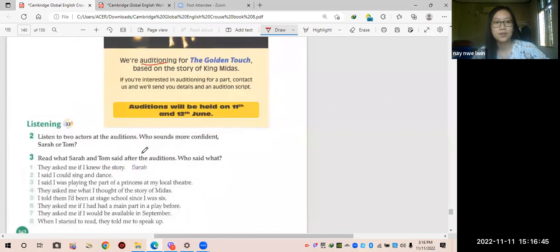So, okay, listening. Listen to two actors at the audition and decide who sounds more confident, Sarah or Tom. So that will be a conversation at the audition, right? I will play it and you have to listen to the audio script, and after that you have to tell me who is more confident about the audition, whether it is Sarah or Tom, okay? Okay, so I will.